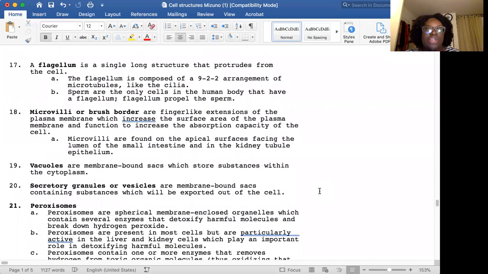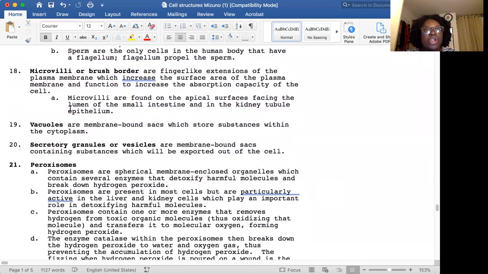Flagellum is a single long structure that protrudes from the cell. If you think of a cell like this, the flagellum looks not straight, but wiggly. And basically it helps propel the cell, right? In humans, we see this in sperm cells. It's much more common in prokaryotic bacteria cells, whereas in our cells we only see it in the sperm cell.